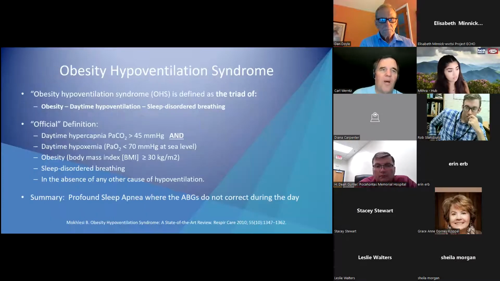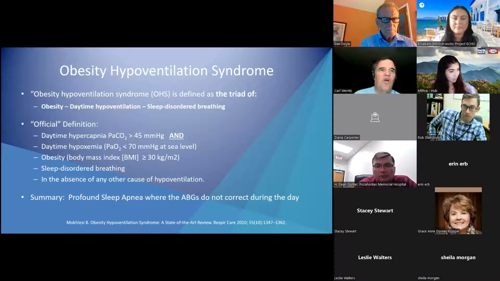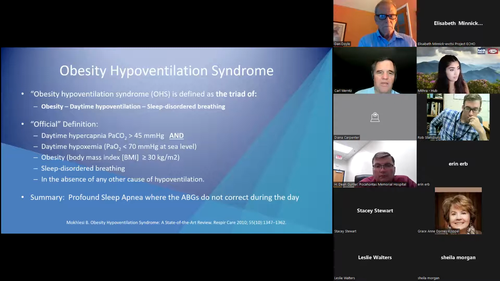So what did he probably really have? He had what we would now call obesity hypoventilation syndrome: obesity, daytime hypoventilation, and sleep disordered breathing. I listed the official criteria there. The way I think of this is it's really profound sleep apnea that was so bad that the person couldn't even correct their ABGs during the day. So they were still hypercapnic and hypoxemic hours after they'd awoken, because they were so exhausted and couldn't stay active long enough to actually fix the blood gas. That's what I think he really had.